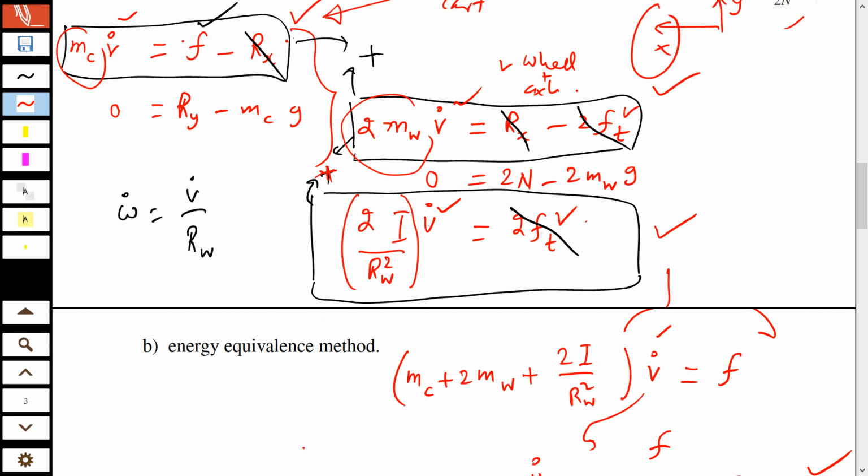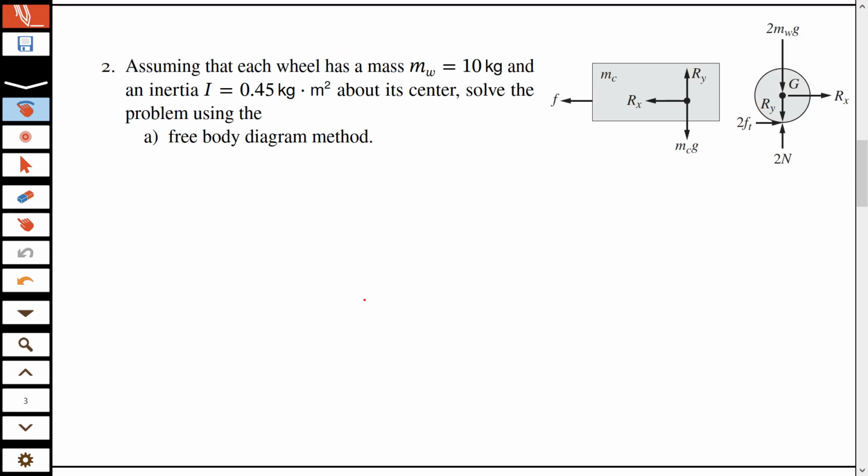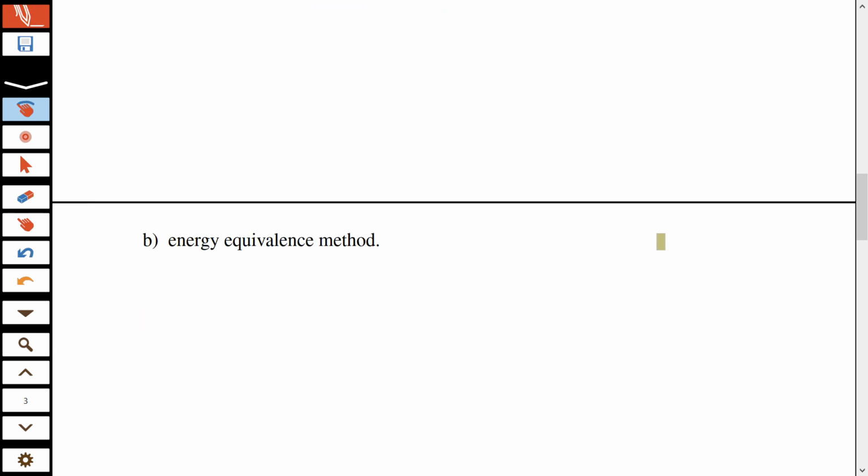So we need to solve the same problem now by using the energy method. This was the free body diagram method, remember? And the next is to write the energy method. Now for the energy method, because we know all the bodies are rigid and there is no motion upward or downward, there is no potential energy here. No spring, no elastic energy, only kinetic energy. So I'm just writing down the expression for kinetic energy.